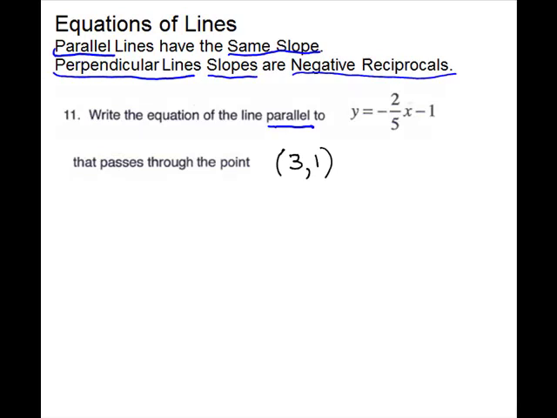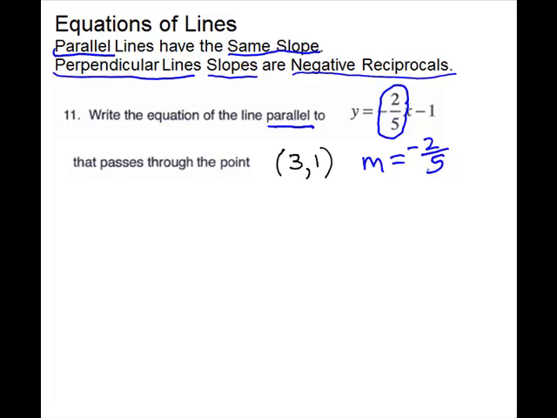For our first problem, we're going to write the equation of the line that is parallel to this line that passes through the point (3, 1). So if it is parallel, the slope is going to be the same. So the slope of this line is negative 2/5. That is what our slope will be because the lines are parallel.